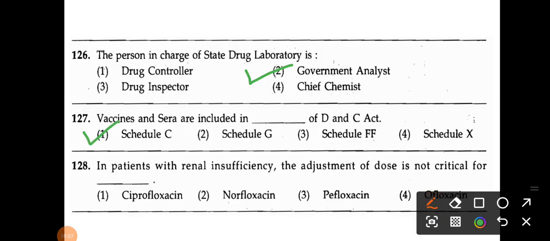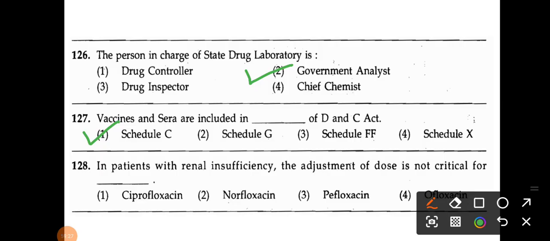What about schedule G, schedule FF and schedule X? X is nothing but your psychotropic substances, right? Schedule X is about your narcotic drugs. Okay, schedule FF is for the ophthalmic products.